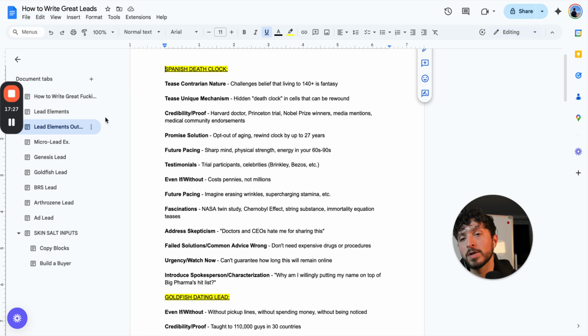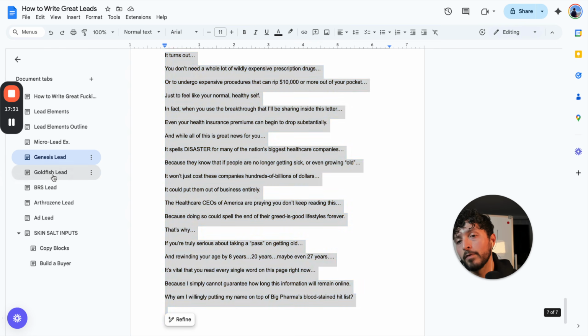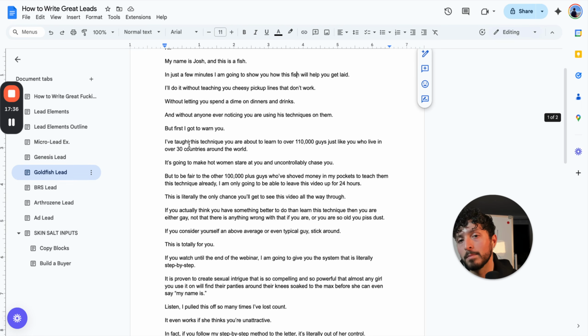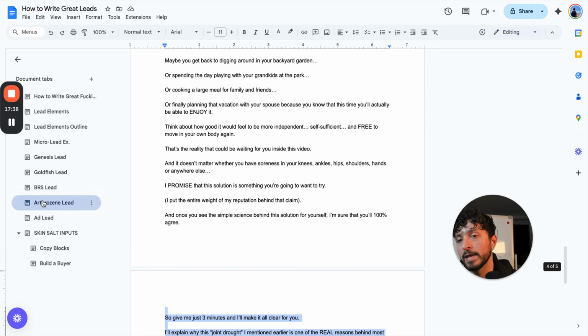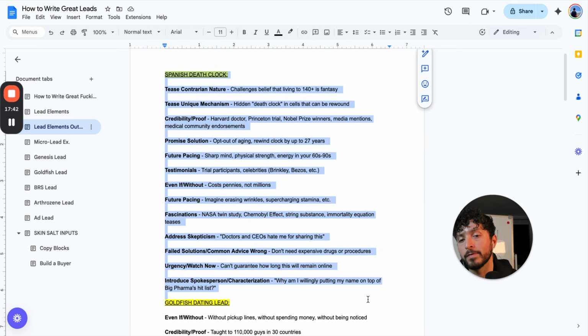Okay? So here are the different lead elements, all the different ones. And then what I've done is I provided 4 different lead examples here, all from very successful, verified, multi-million-dollar sales letters, all the leads that were in here. And then I have a reverse outline so you can see the structure of them.